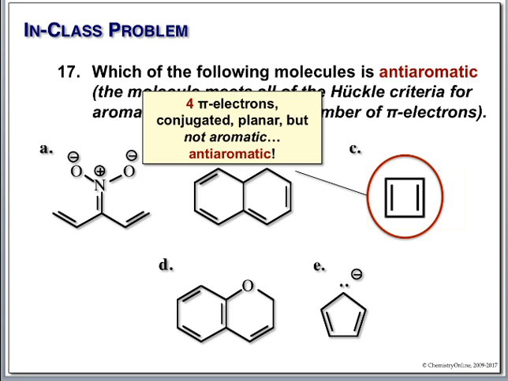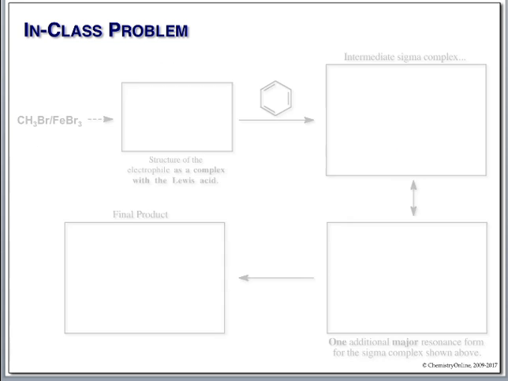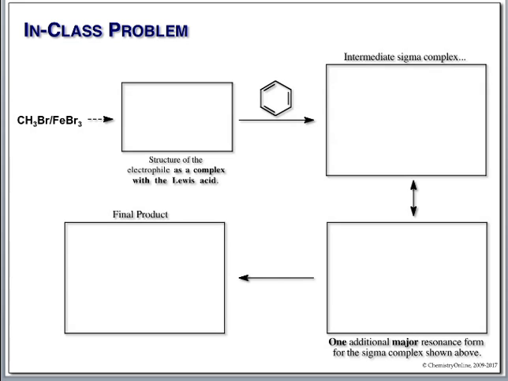All right, your exam will also have a mechanism. Now, we've only done 2 mechanisms so far. We will do many more. We've done electrophilic aromatic substitution, and we did nucleophilic aromatic substitution. Here I'm asking you about electrophilic aromatic substitution, Friedel-Crafts bromination.